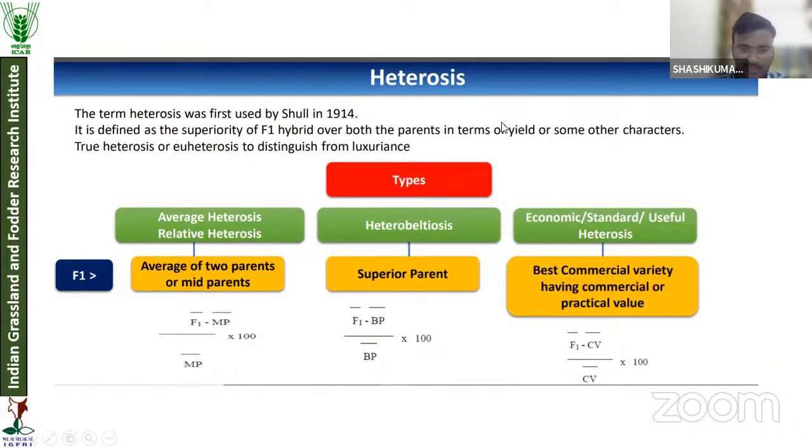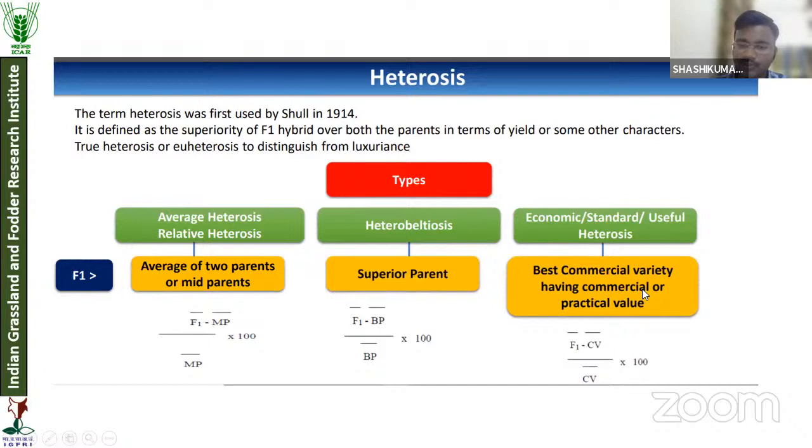There are different types of heterosis. One is average heterosis or relative heterosis, that is the difference between the F1 and the mid-parent value. If you compare the F1 with the better parent, the superior parent used to develop the F1 hybrid, that is called heterobeltiosis. And this is the heterosis which we need to use when we want to develop a cultivar or hybrid. That is useful heterosis, which is against the best commercial variety.